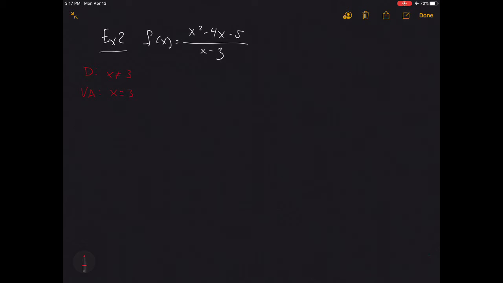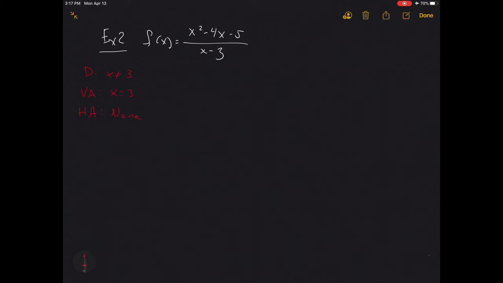Let's look at the horizontal asymptote. Horizontal asymptote is found by comparing the numerator and the denominator. In the numerator I have a degree of 2, and in the denominator I have a degree of 1. The numerator's degree is higher than the denominator, which means that there are no horizontal asymptotes. So in this case, there would be none. The fraction will keep getting bigger and bigger as x gets sufficiently large.